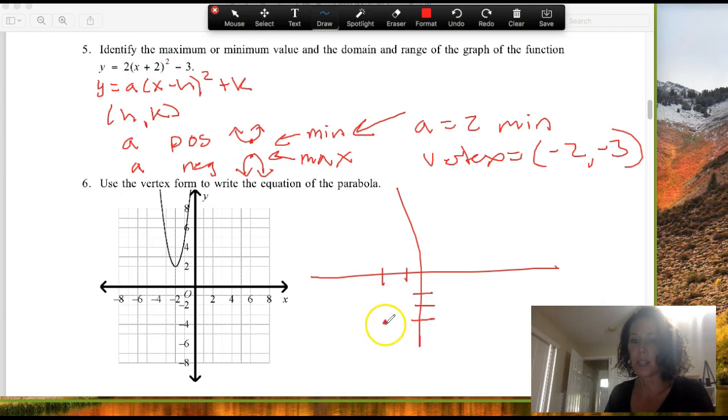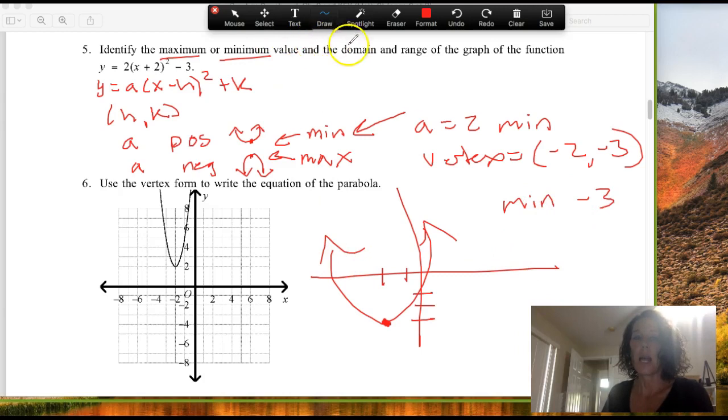So I'm just going to sketch. I don't know where this is going, but I am going to open up. So this vertex would be my minimum value. What's that minimum value? Identify the max or the minimum. The minimum value will be on the y. How low can I go? So the minimum value would be -3.